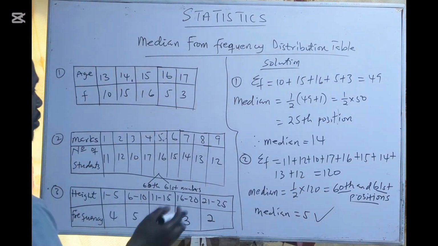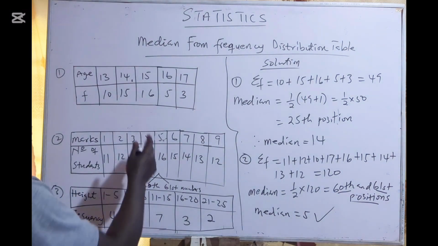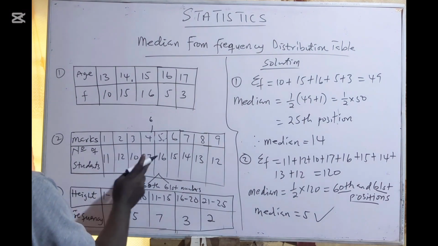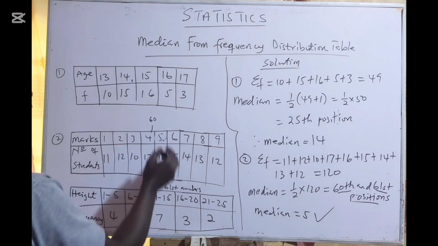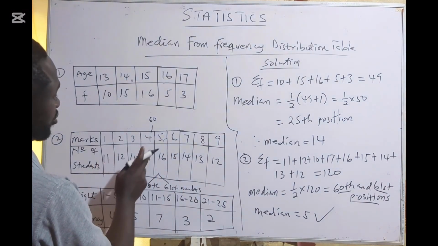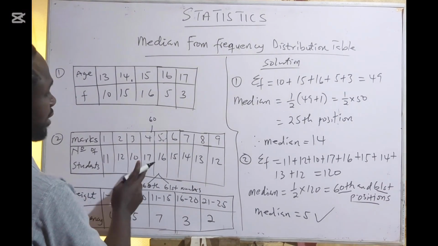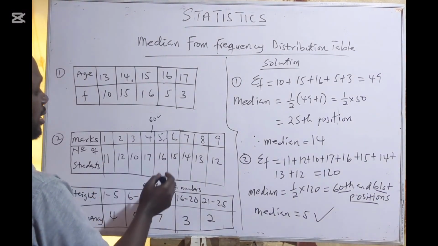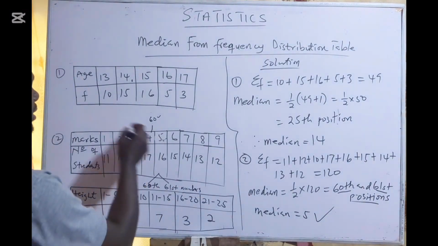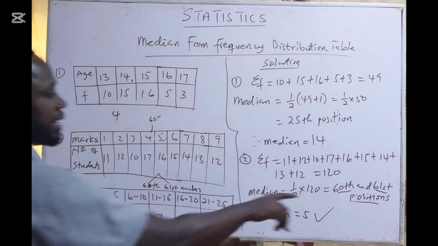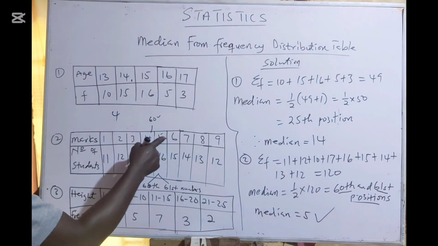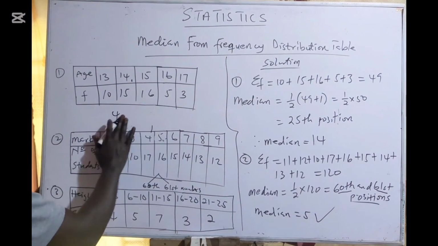Sometimes, assuming that when we're working out the 60th number, you add from 11 up to 12, 10, and 17, let's assume that it is 60. It means that your last number at the 60th position is 4. And to get the 61st, you have to pick it at the next number, which is 5.